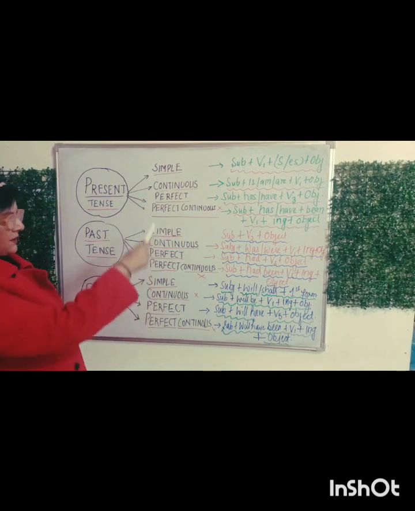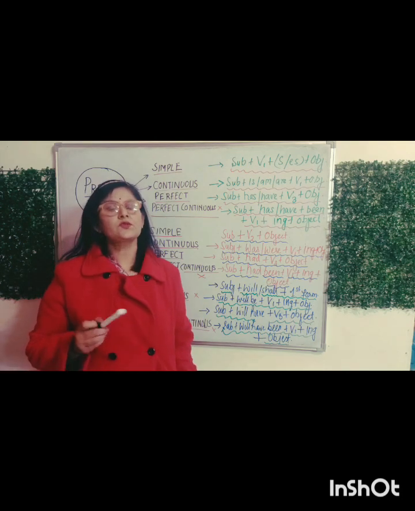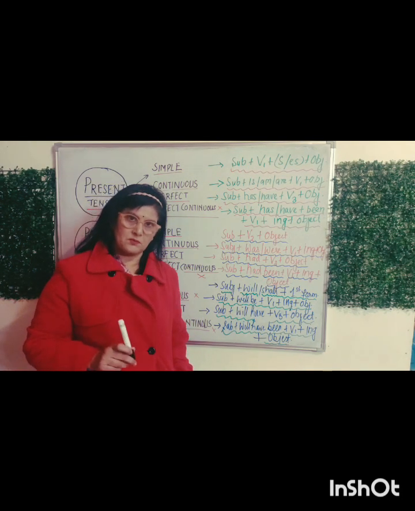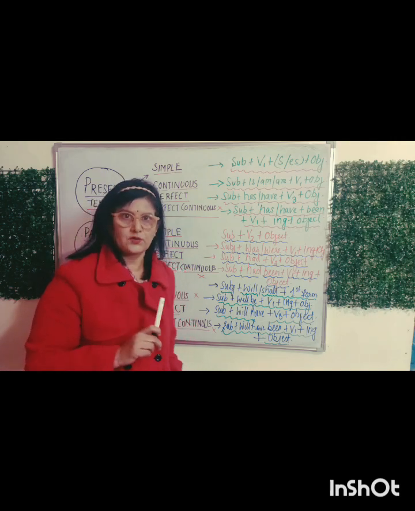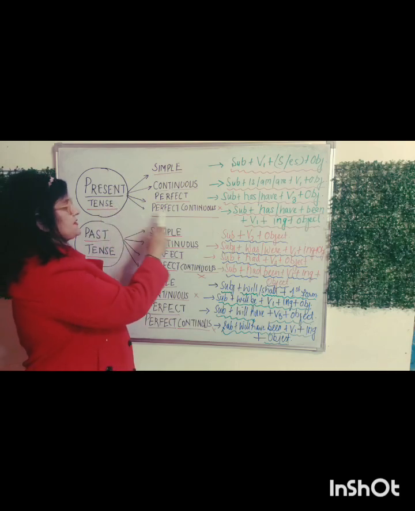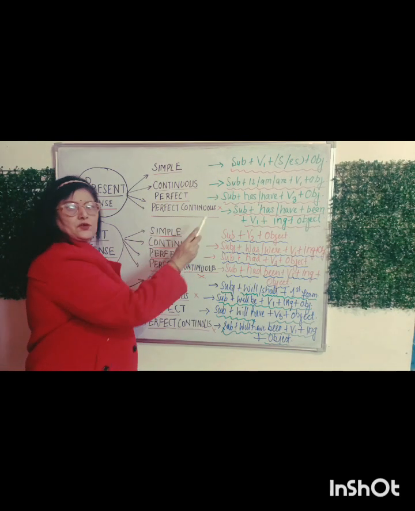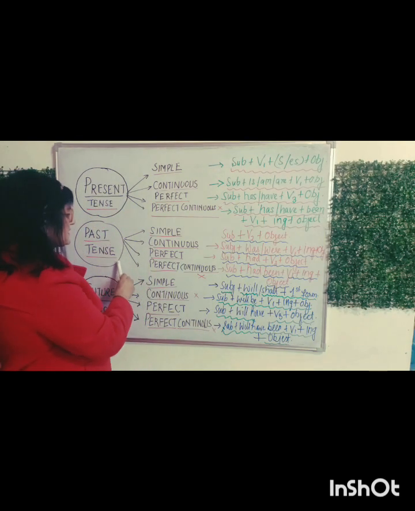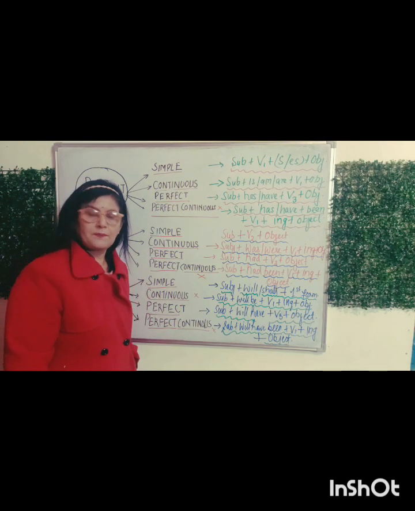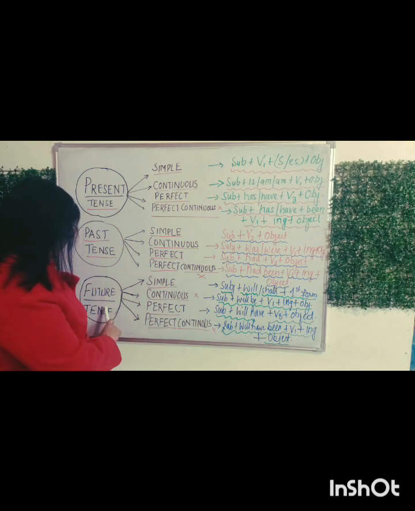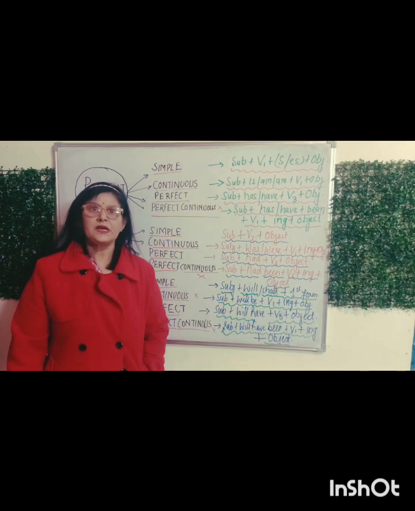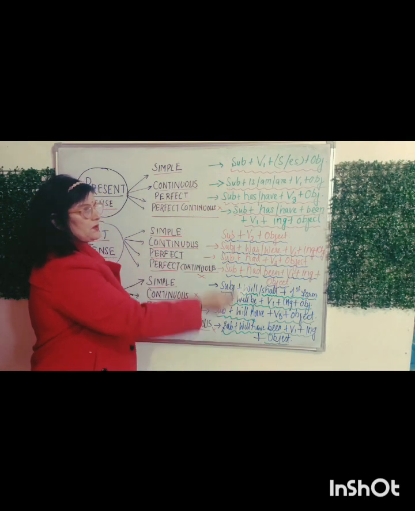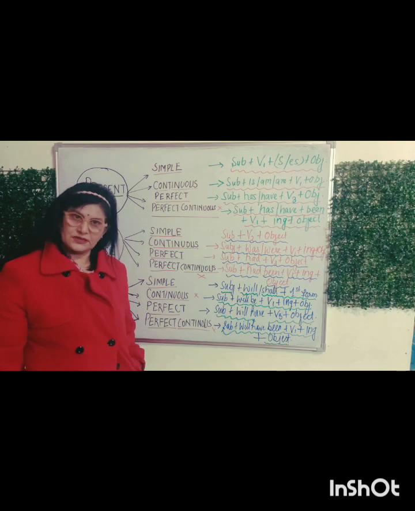So it is divided into 12 parts, and out of those 12 parts, in 8 parts we can make the passive, but there are 4 in which we can't make the passive. Let's understand which ones those are. In the present tense, present perfect continuous we can't make the passive, and in past tense, past perfect continuous we can't make the passive, and in future tense, future continuous and future perfect continuous we can't make the passive. So in my next video I'll tell you about the formulas of the tenses.